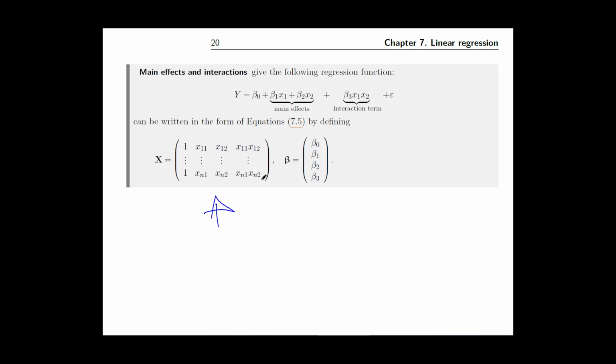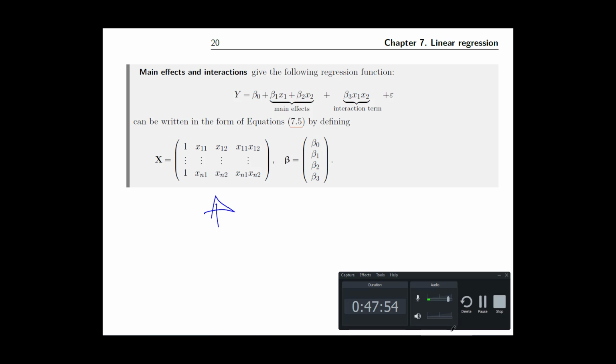Okay, so hopefully you get the idea now that these linear models are much more general than you could think initially. All right, and with that, I'll see you in class.